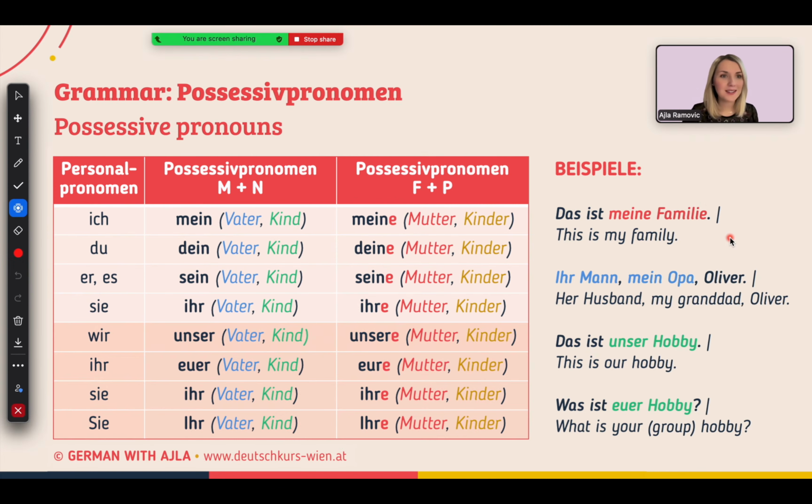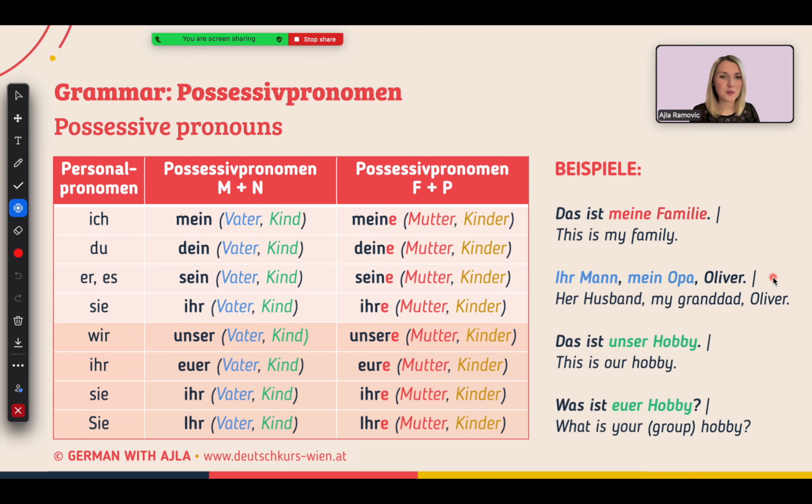We already looked at some examples while explaining the possessive pronouns, but at this point I want to give you some additional ones. Let's start off with the first one. Das ist meine Familie. This means this is my family. Please remember, Familie is a feminine noun, die Familie. That's why we are using the ending e with our possessive pronoun, meine Familie.